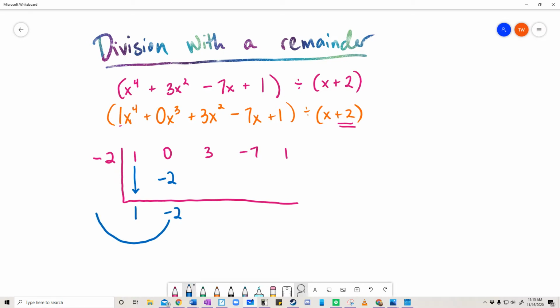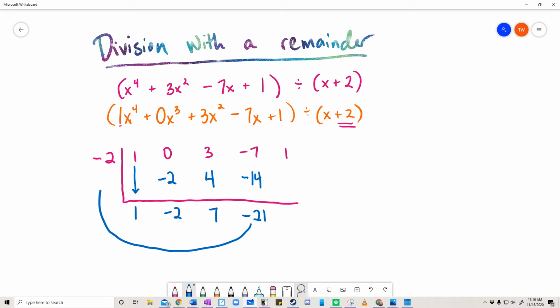Now we're going to multiply that by the outside number. Negative 2 times negative 2 is positive 4. Then we're going to add 3 and 4, which gives us 7. 7 times negative 2 is negative 14. And negative 7 plus negative 14 is negative 21.